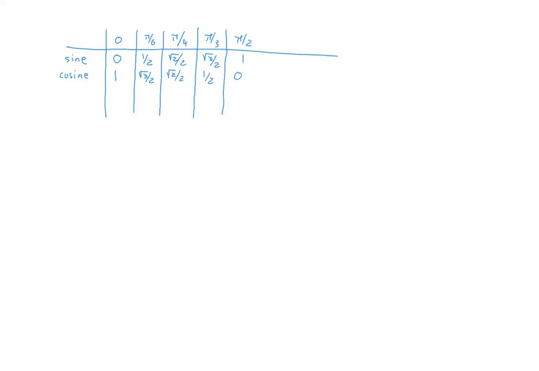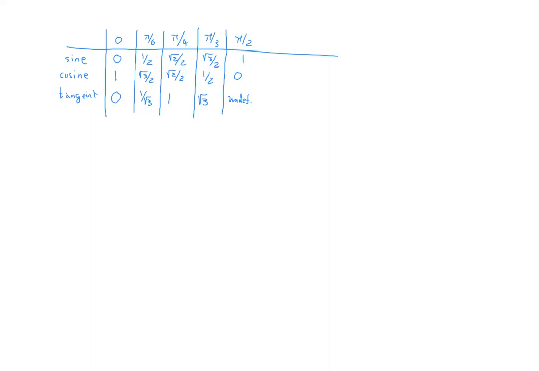And for the tangent, this is going to be 0. This is going to be 1 over square root of 3. This is going to be 1. This is square root of 3. And this is undefined. And then you can compute if you like for cotangent and secant and cosecant and all the other trigonometric numbers. There is actually a fun mnemonic for these numbers.